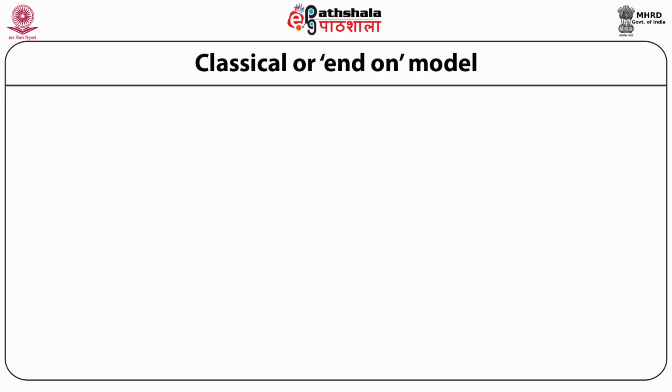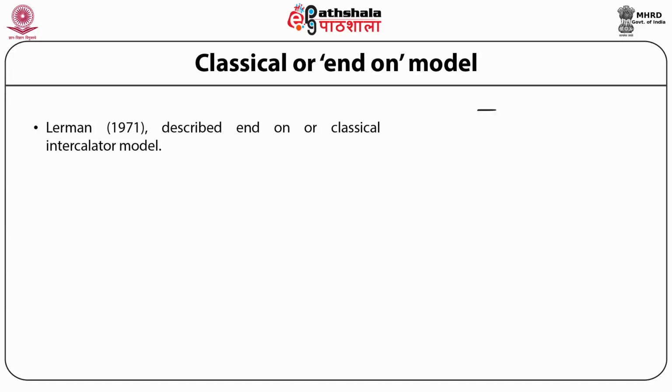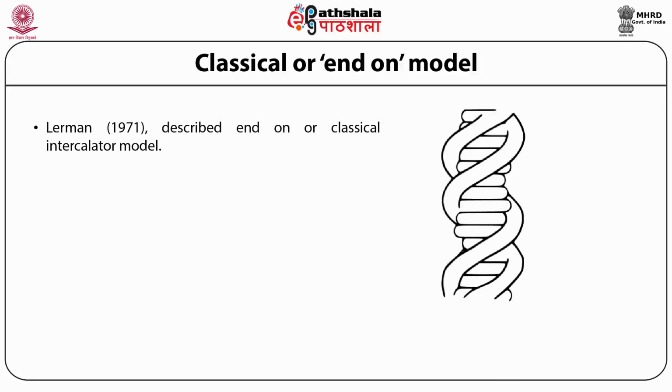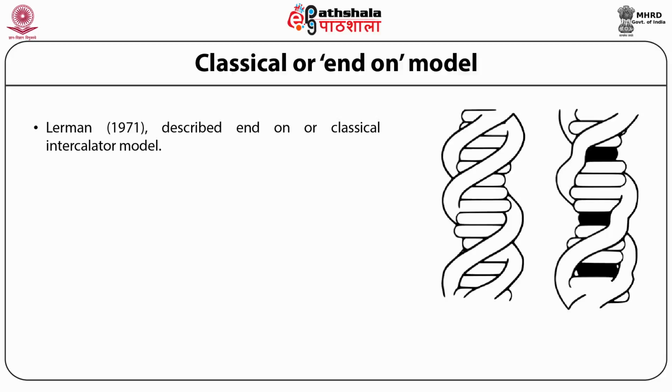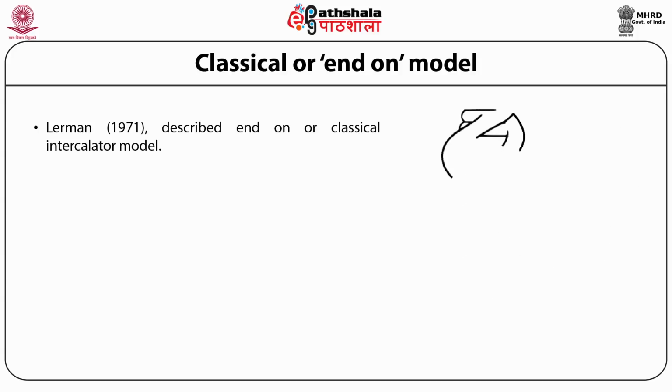There is a classical or end-on intercalation model. This model was given by Lerman in 1971, and this is shown in this picture. The left-hand side picture is of normal DNA, and the base pairs are shown stacked over each other.